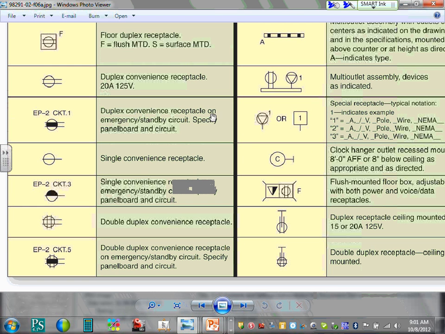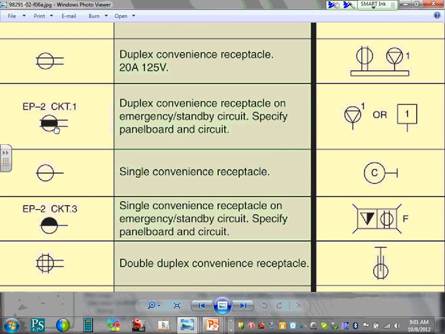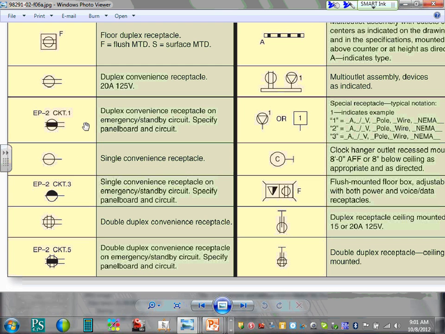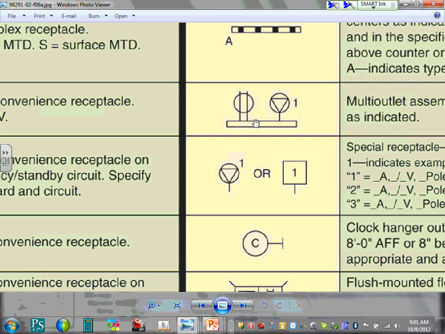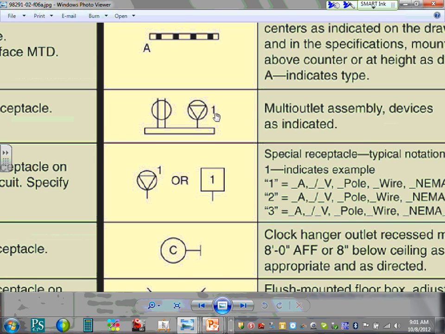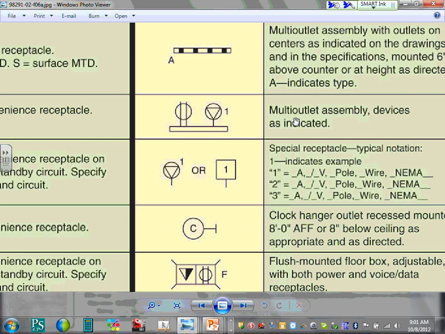This is duplex convenience receptacle on emergency standby circuit, specialized. They're putting this one in the emergency. So if you're reading something in the blueprint and you don't understand what it means, you're going to refer to where? These specifications. Okay? And I don't want to make it more overwhelming here. Multi-outlet assembly. Look what they specify, multi-outlet assembly. When we use it in an industrial project, we use a different symbol, guys. It doesn't matter. Can I get you to understand? It doesn't matter what symbol you use as long as you define it.